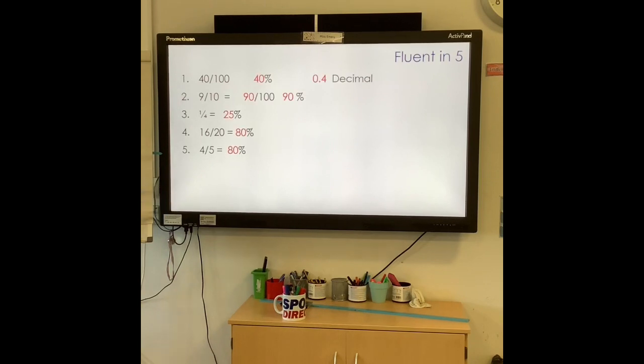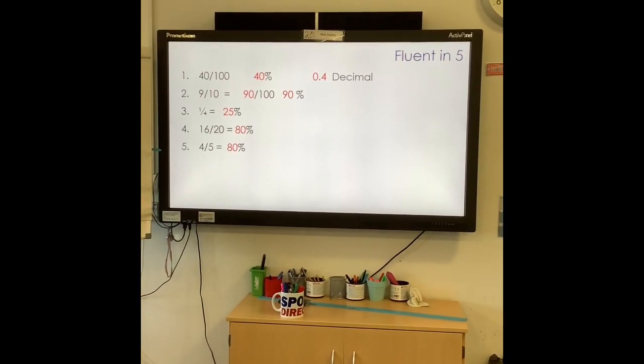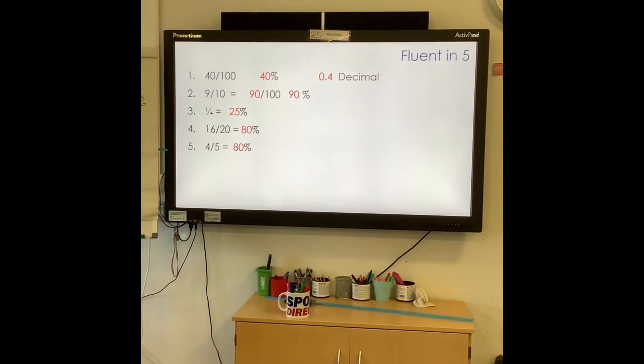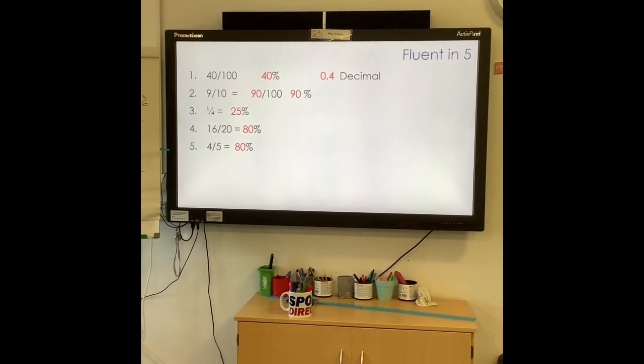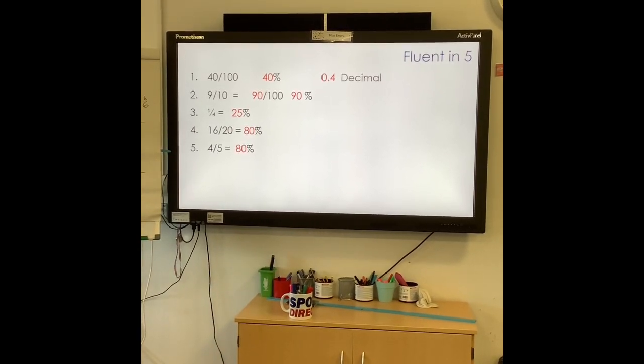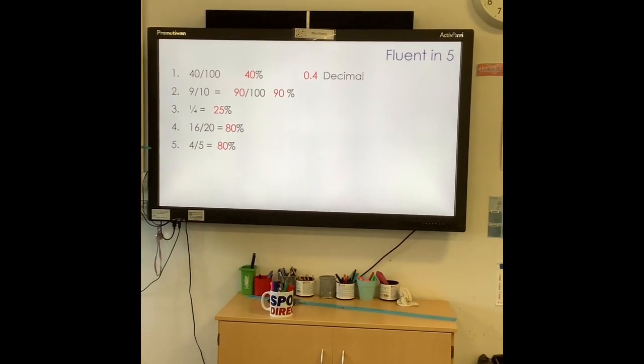Okay, so hopefully you had a go. So 40 over 100 is 40%, 40 per 100, 40%, and as a decimal, 0.4. 9 tenths is the same as 90 over 100, which gives us 90%. And this one, I really hope you all got it right. These are one of the facts we just need to learn.